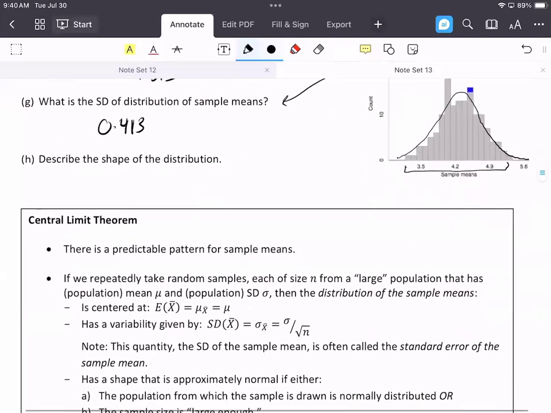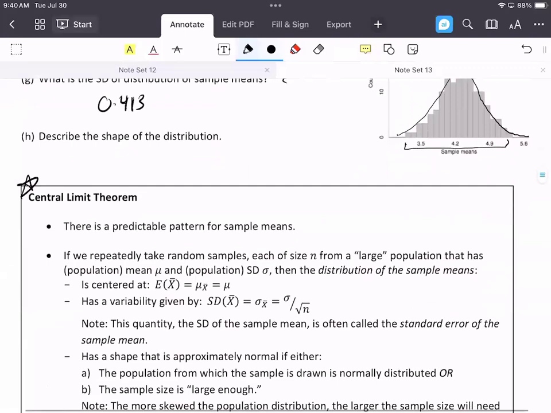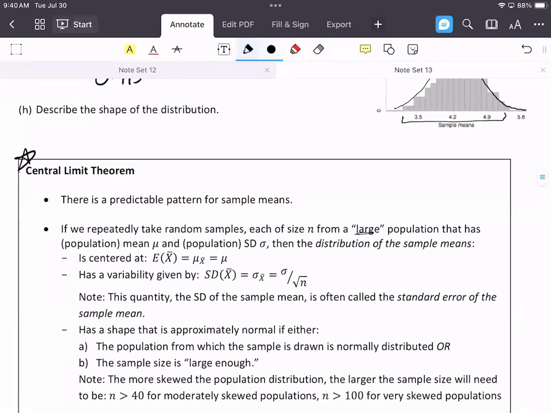This should feel familiar. The central limit theorem. There is a predictable pattern for sample means, as there were for sample proportions. If we repeatedly take random samples, each of size n, from a large population, and we'll talk about large in a moment, that has population mean mu and population standard deviation sigma, then the distribution of the sample means is going to be mu, and the standard deviation is going to be sigma divided by the square root of n.